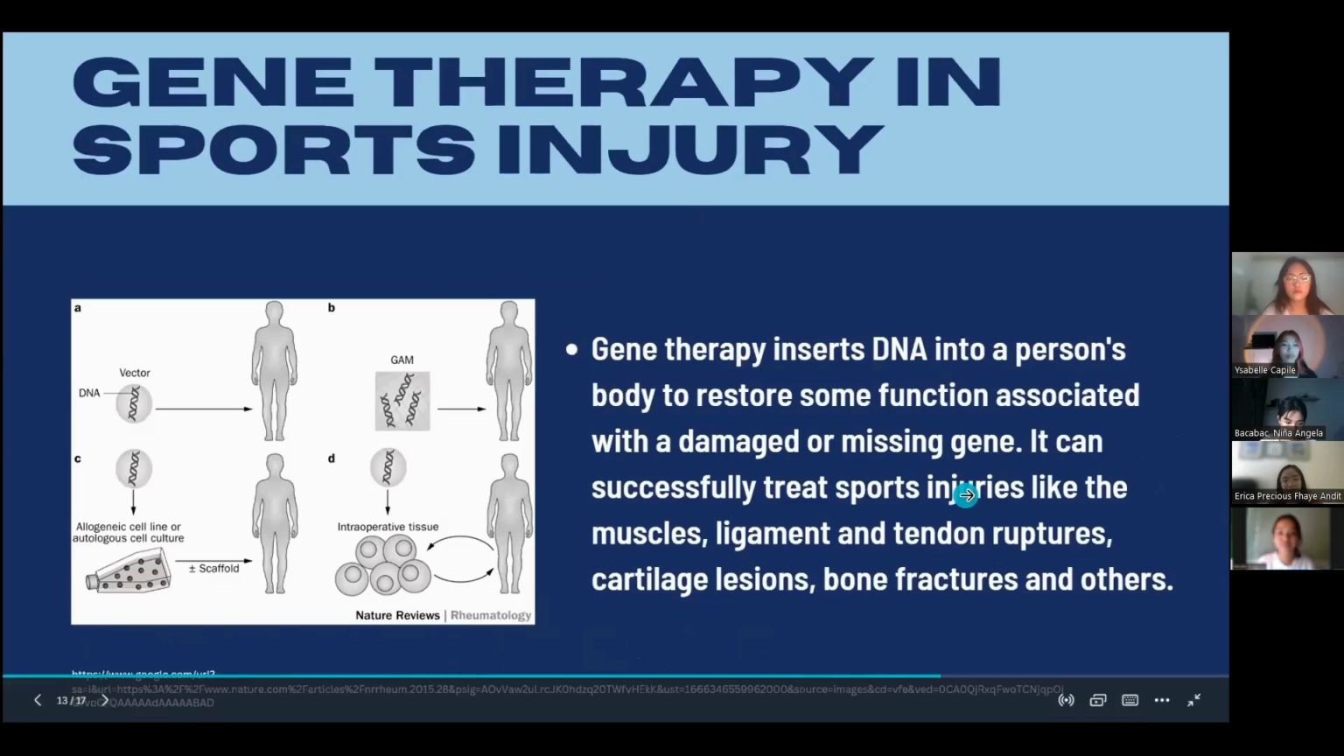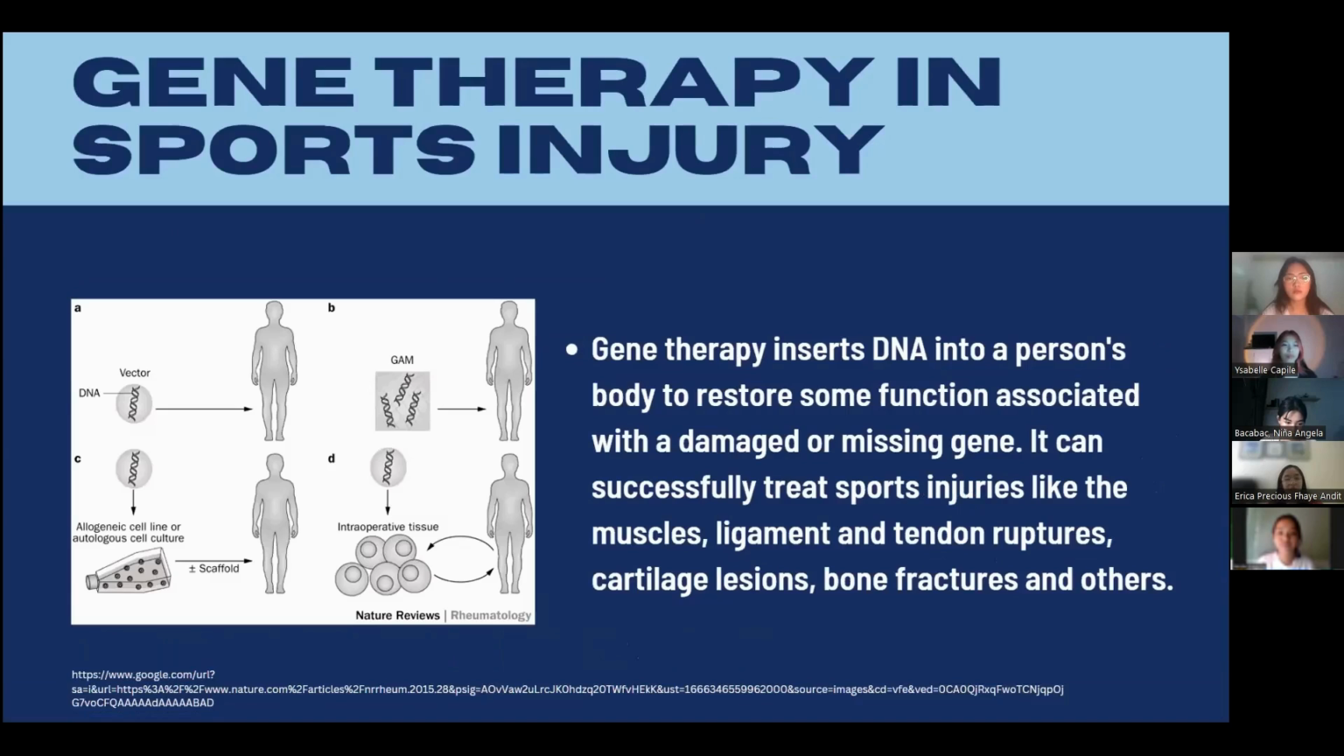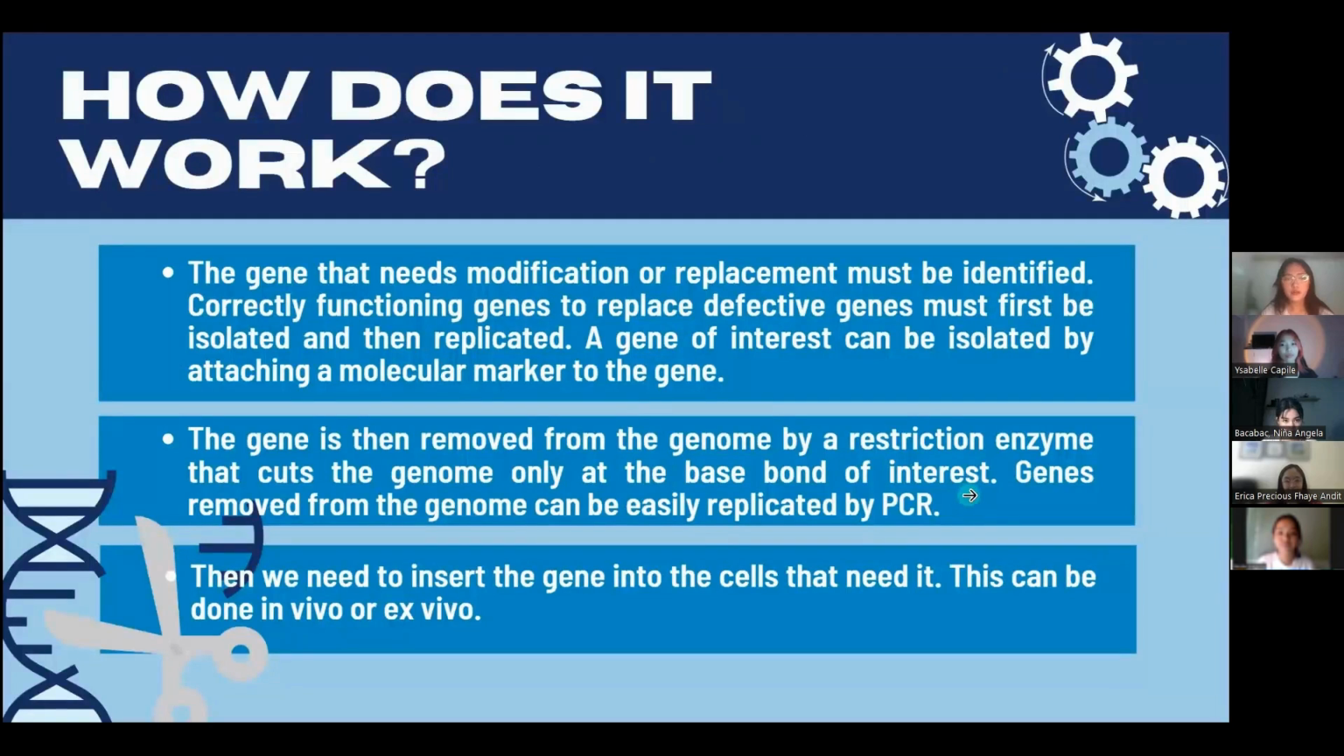Gene therapy inserts DNA into a person's body to restore some function associated with a damaged or missing gene. It can successfully treat sports injuries like muscle, ligament, and tendon ruptures, cartilage lesions, bone fractures, and others. Now, what is the process of gene therapy?